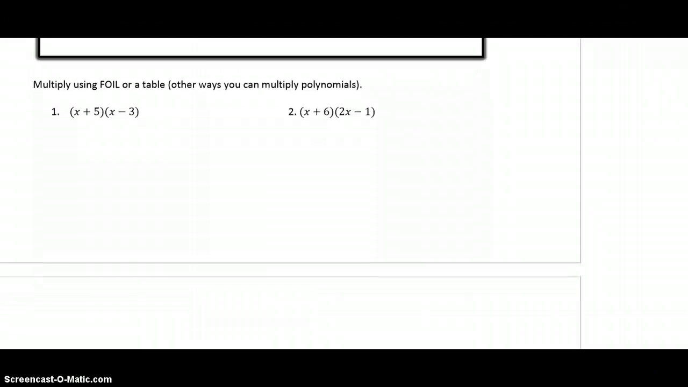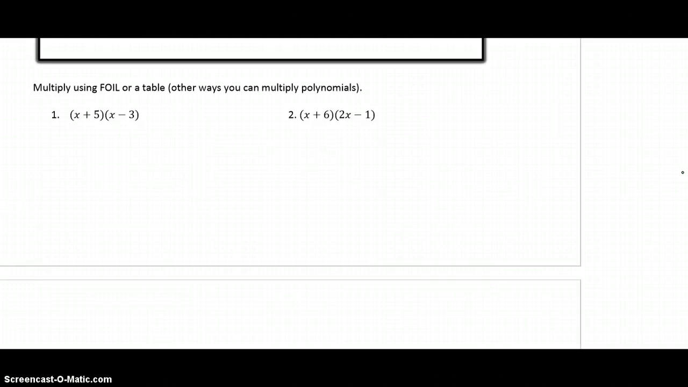And then if you look a little further, I mentioned that there's two other ways that you can multiply. One of them is called the FOIL method, and the other one is the table method. So for FOIL, it actually is an acronym. It means first, outside, inside, and last. Some people say first, outer, inner, last, but it really doesn't matter.